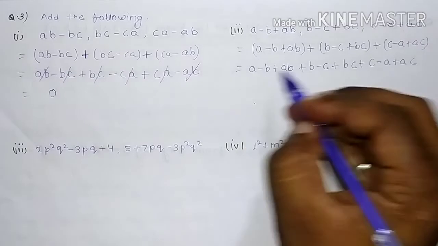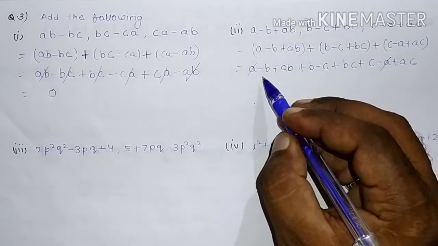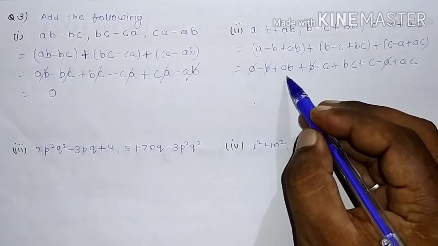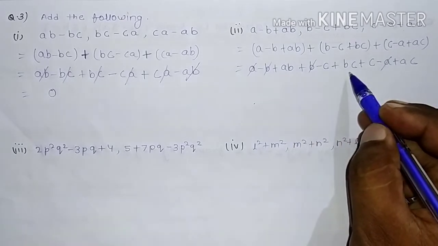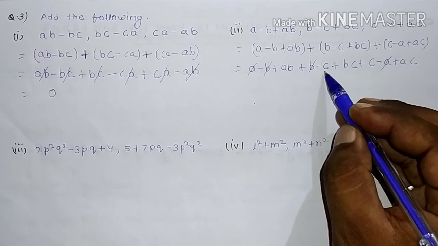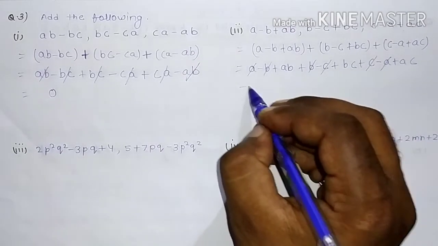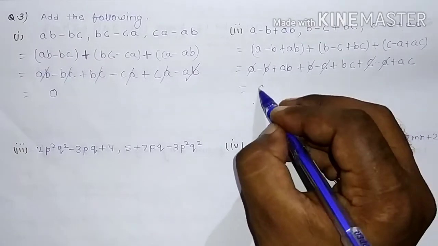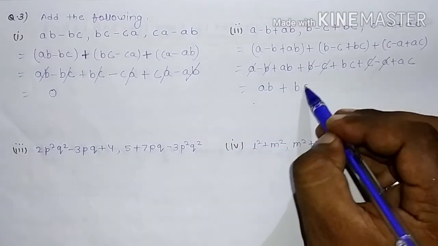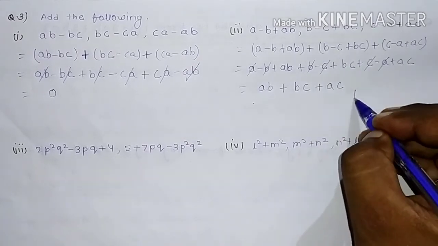Now this is A and this is minus A, it will cancel out. Minus B and this is plus B, it will also cancel out. There is no other AB term. So minus C and plus C will cancel out. So what is left? AB plus BC is left and plus AC is left. Now this is the answer.